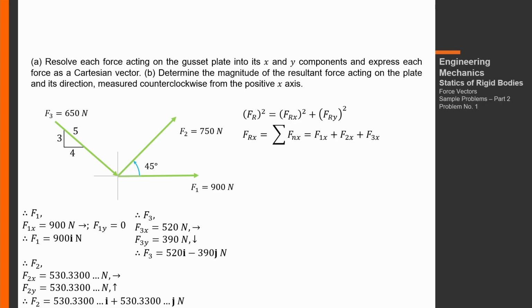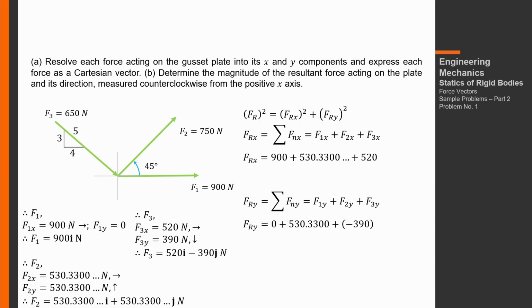So yung Frx, summation ng individual x components ng mga force. Yung Fry naman, summation ng y components ng mga given forces. So, 900 plus 530.33 plus 520. Hindi pala ito na-store kanina. So, pwedeng gamitin na lang natin na 750 cosine 45 degrees. Tapos dito, Fry, walang y component yung first force, so 0 plus yung 750 sine 45 plus negative 390 dahil downward yun.